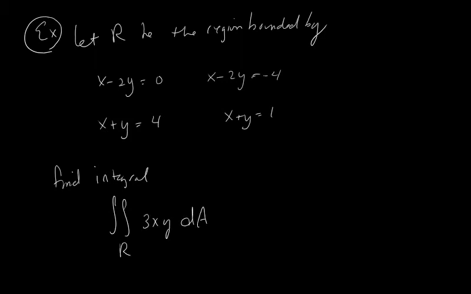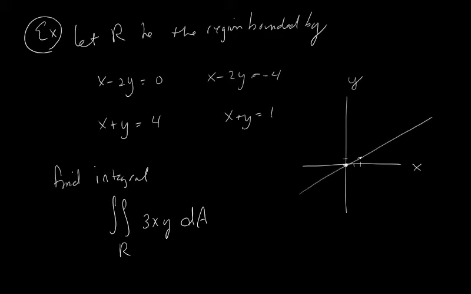Okay, so if I were to sketch this, here's x, here's y. If I were to sketch these lines, we would find x minus 2y is equal to 0. That's just y equal to x over 2. So that's going to go through the origin, and it's going to have a slope of 1/2. So we go up 1 and we run 2. So there's our first line.